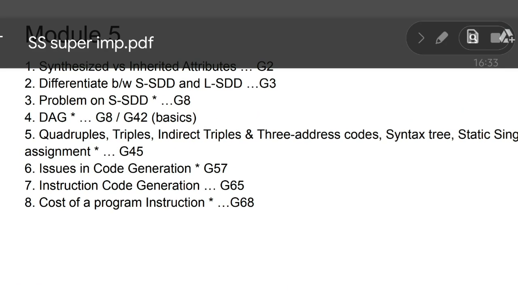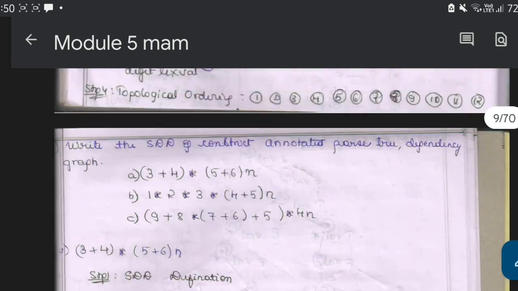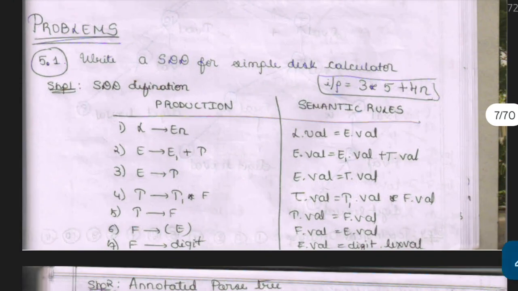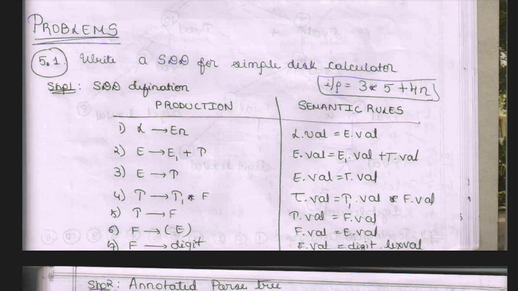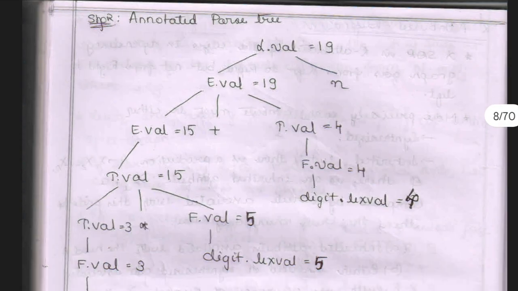If you know how to write the DAG, we can move ahead with the problems on SDD, L-SDD, GATE. So let's go to page number 8. Okay, so the important question here is, as I have discussed in the previous video as well, this was the important question. So here is the input which is given to us. First you have to write this one. This is how it is, you have to learn it by heart, and the annotated parse tree.